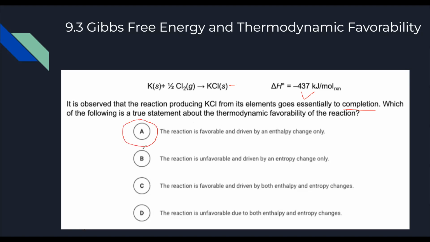If you didn't know what to do, you would just see that it goes essentially to completion, and you can infer that delta G is favorable, so you can take out B and D. And you can also see that the amount of products is less than the amount of reactants, meaning delta S, or entropy, is unfavorable, so C is gone. So A is the best answer that we have.